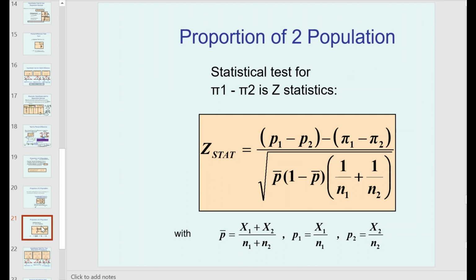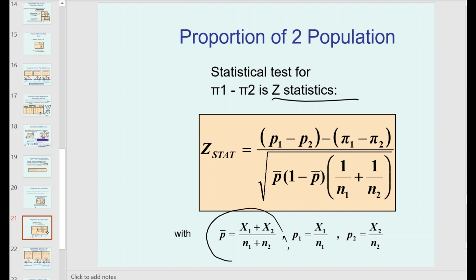For the proportion of two populations, the statistical test is the Z statistic. So we involve the Z stat. We have this for P1 minus P2, the proportion 1 and proportion 2, and we need to use P bar. So how do you get P bar? You see here, this is the formula for P bar. You just plug in.